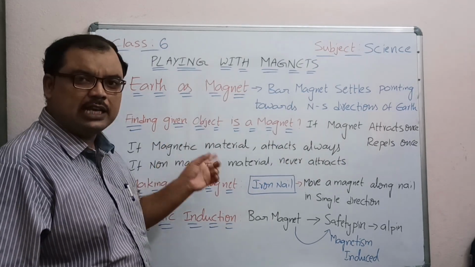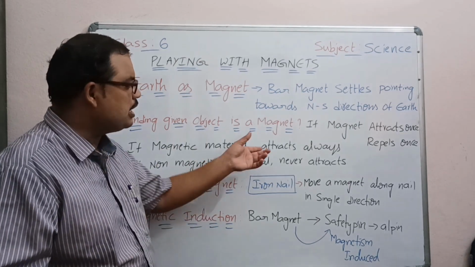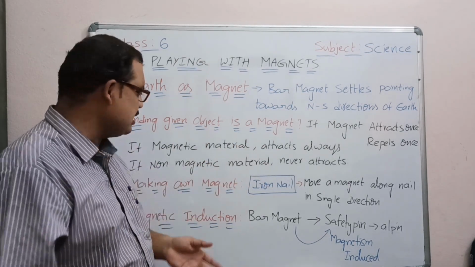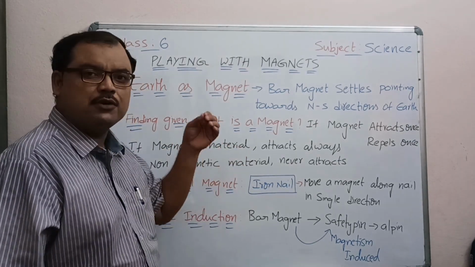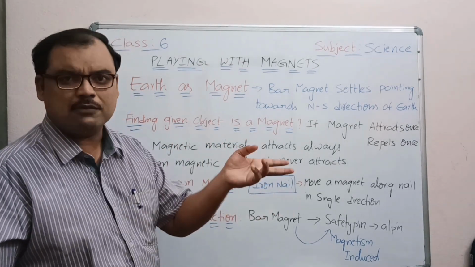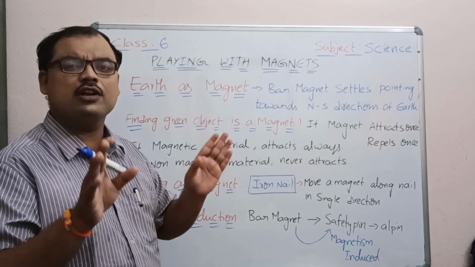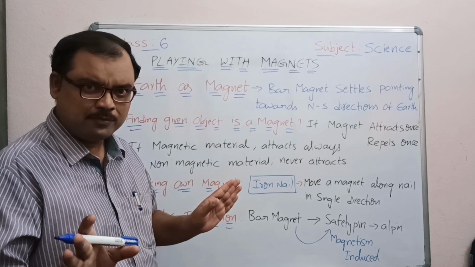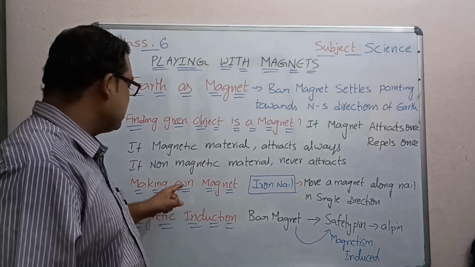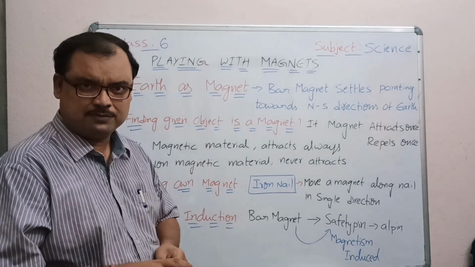If any material, whatever we brought, is always attracted, then it is a magnetic material, on both sides. If it is not attracted in any of the directions, then it is a non-magnetic material. Is it fine? Next topic is making our own magnet.